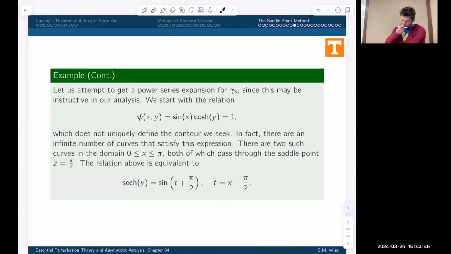All right, so I want to find a function y in terms of x so that it's exactly this contour, psi equals 1, going through that particular saddle point that I pointed out, which has the value x equals pi over 2. So how do you do this? How do you start with a relation like this and come up with an expression like that?